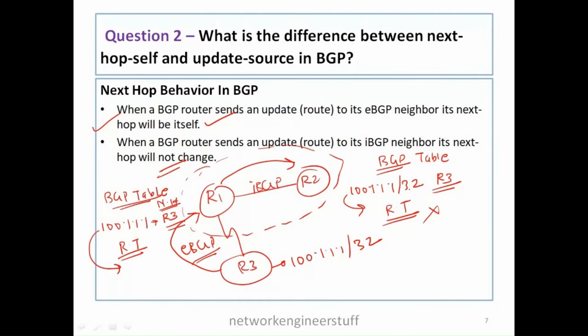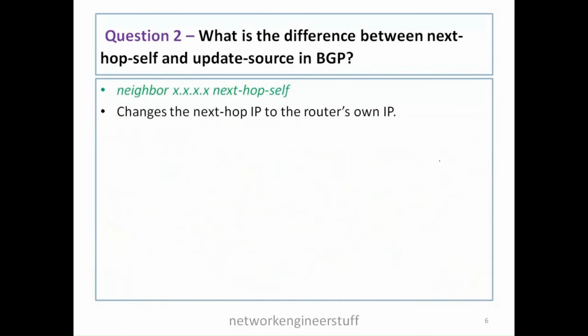So what can be done is to use this next-hop-self command on R1. For this neighbor R2, we'll configure next-hop-self. It means when R1 sends an update to its iBGP neighbor R2, it will keep the next hop as itself. So the next hop will be R1, and since R2 will have reachability to R1, the next hop will be reachable. It will of course be installed in the routing table. So that is what next-hop-self is.